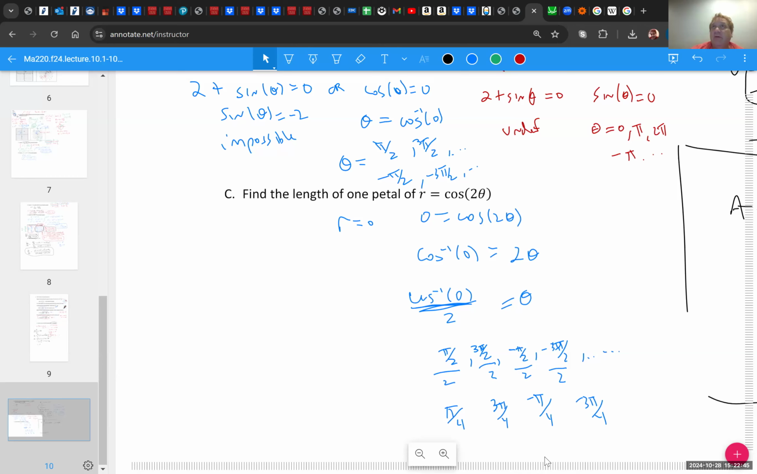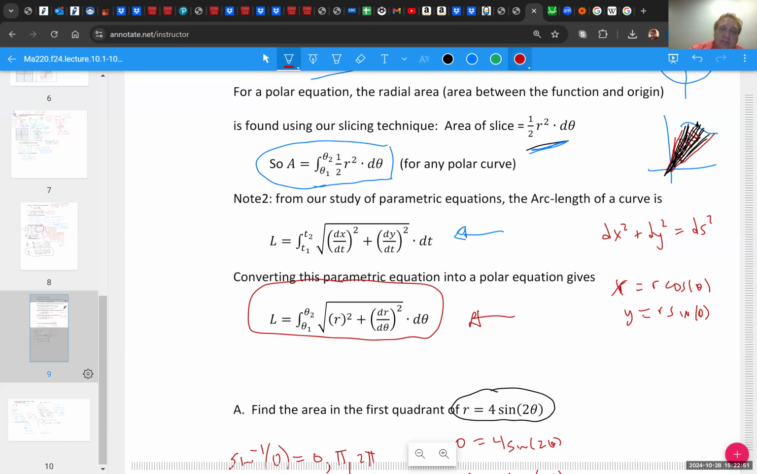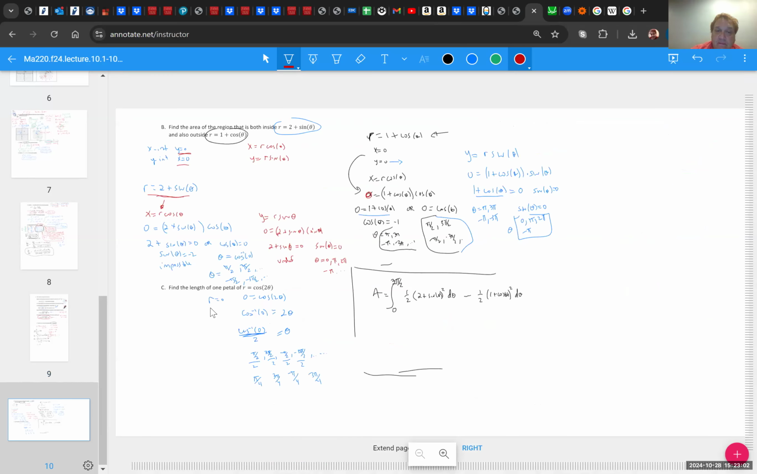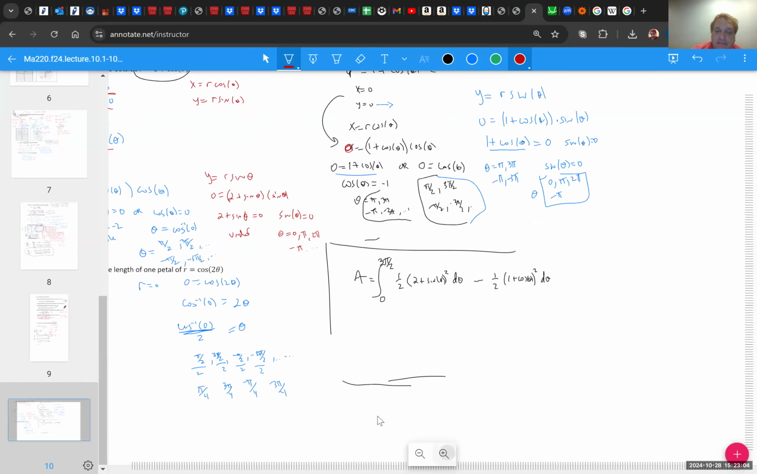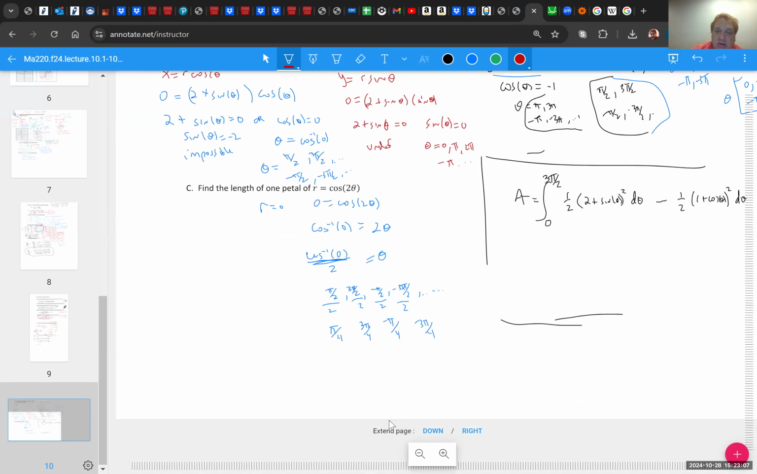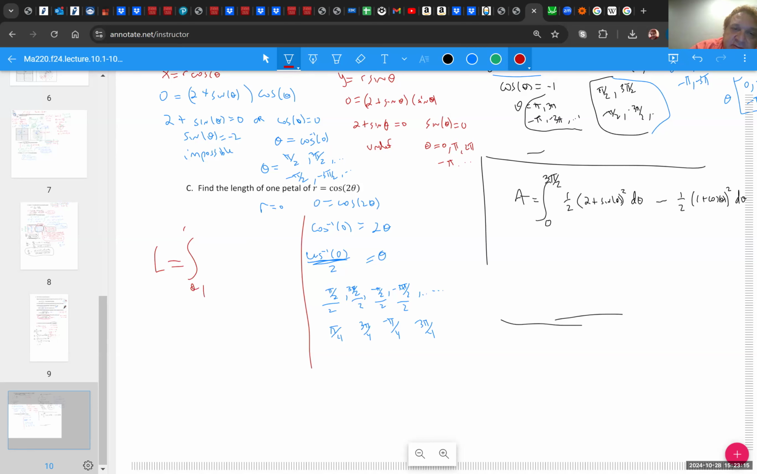How do we find length? Well, that's one of our formulas that I talked about. It says right here. The length along the curve is the integral between two theta values of the square root of r squared plus dr d theta squared, d theta. So let's go ahead and do that. Length is equal to the integral from theta 1 to theta 2 of the square root of r squared plus dr d theta squared d theta.